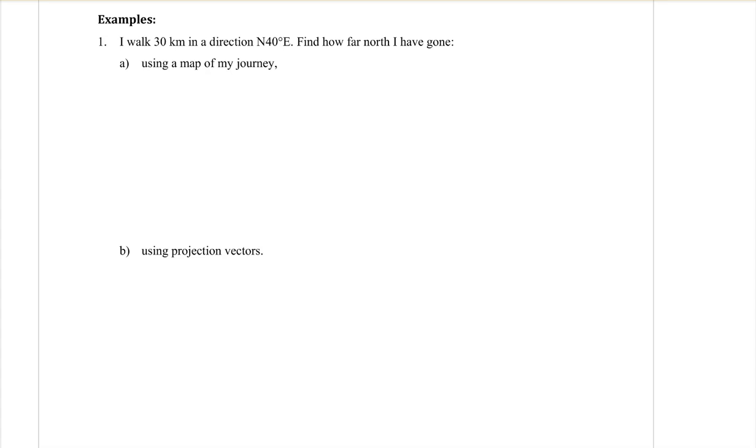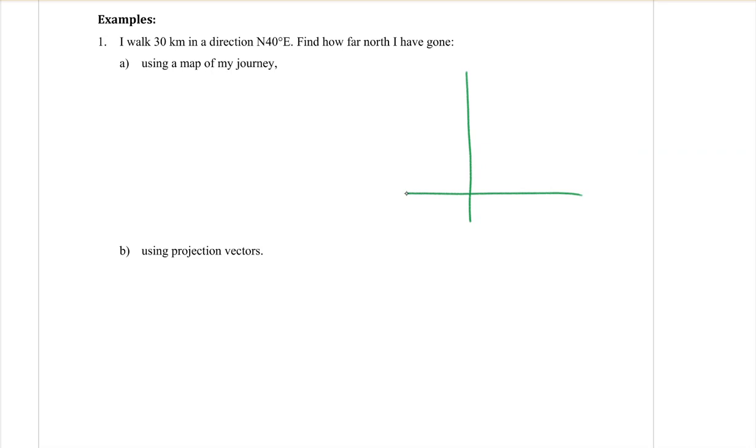Question number 1. I walk 30 kilometers in a direction north 40 degrees east. Find how far north I have gone. For part A, using a map of my journey, I'm going to use normal trigonometry to solve it. So here is my diagram. I always like to have a diagram.